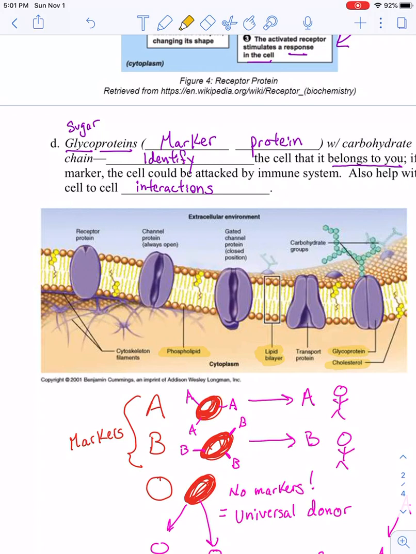Glycoprotein, aka a marker, channel protein, and this we're just going to use the one that's always open as an example, and finally a receptor protein. You don't have to worry about gated channel or a transport protein right now. Looking at this picture, just know that this is a great example of a generic cell membrane. You can use this for any modeling activities that you get assigned in class. And that's it.